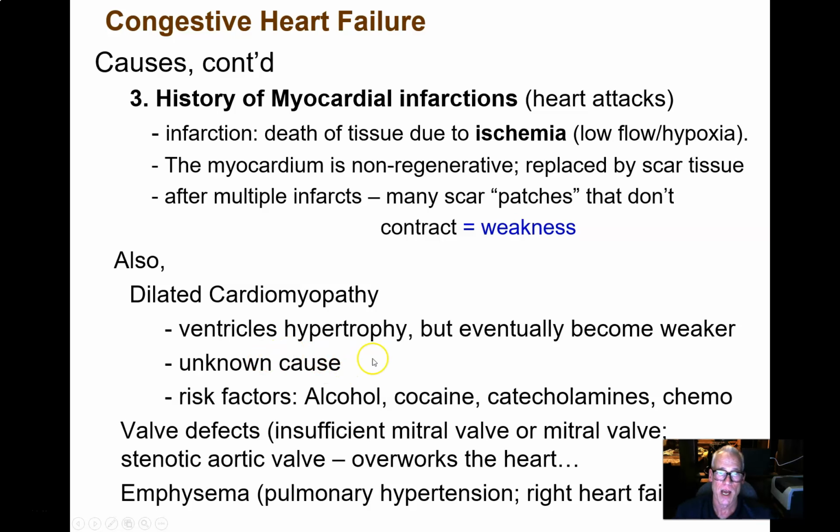Some risk factors for that, besides just a genetic predisposition: massive alcohol abuse, cocaine, regular cocaine use can cause dilated cardiomyopathy. Catecholamines, too much catecholamines. Certain chemotherapy drugs can damage the heart and cause dilated cardiomyopathy.